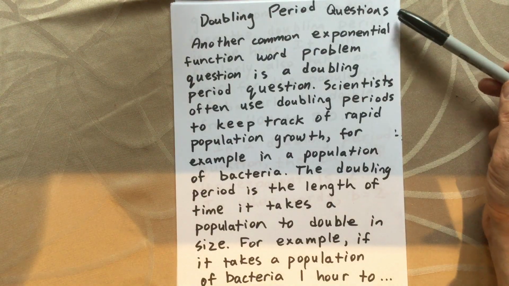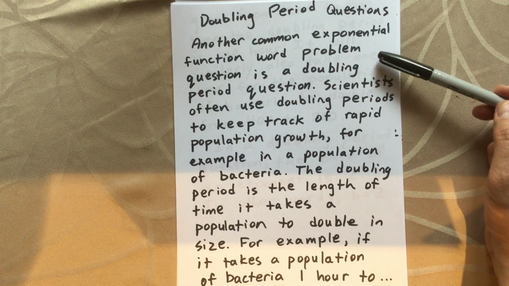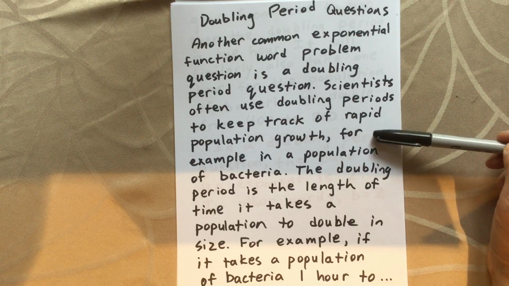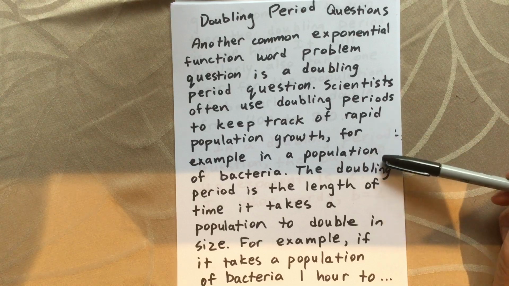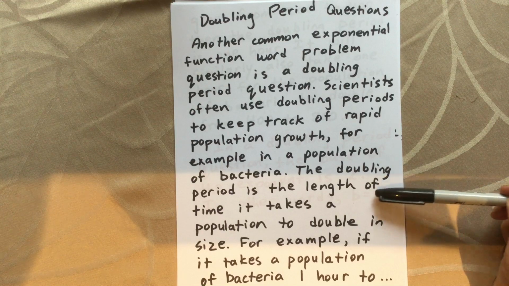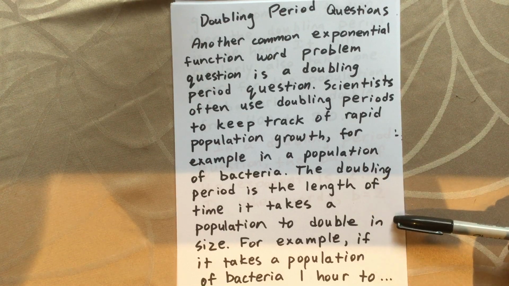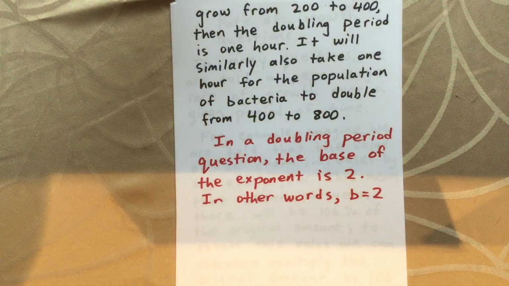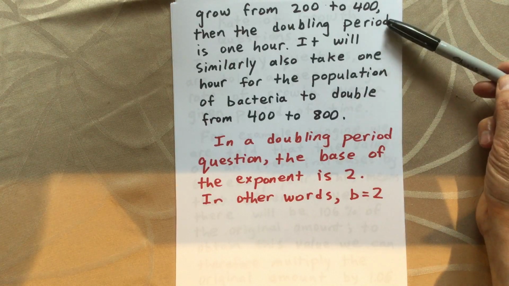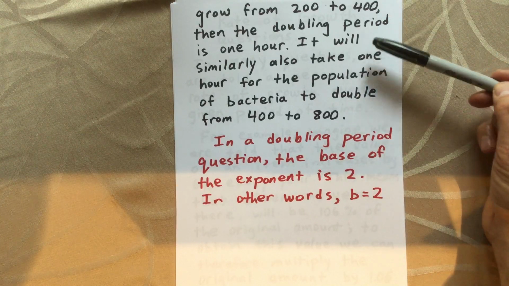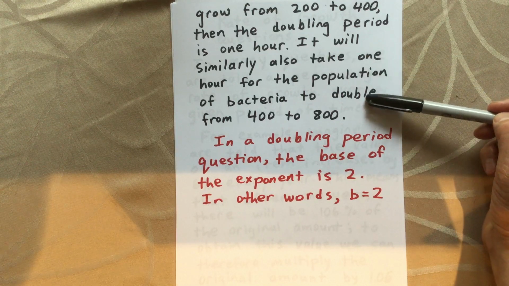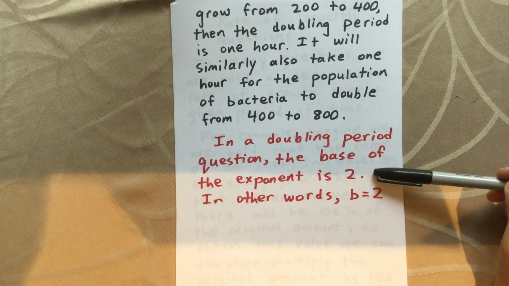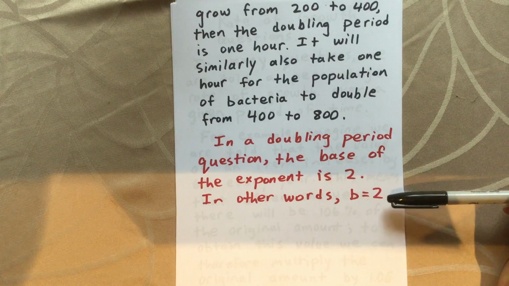Now let's talk about a doubling period question. Another common exponential function word problem is a doubling period question. Scientists often use doubling periods to keep track of rapid population growth, for example in a population of bacteria. The doubling period is the length of time it takes a population to double in size. So for example, if it takes a population of bacteria 1 hour to grow from 200 to 400, then the doubling period is 1 hour. It will similarly also take 1 hour for the population of bacteria to double from 400 to 800. In a doubling period question, the base of the exponent is 2. In other words, B equals 2.